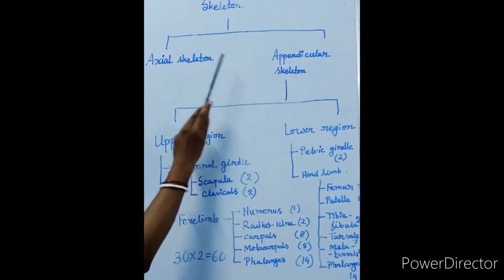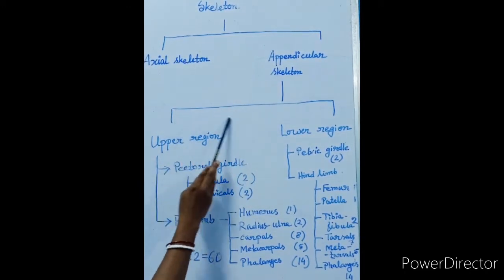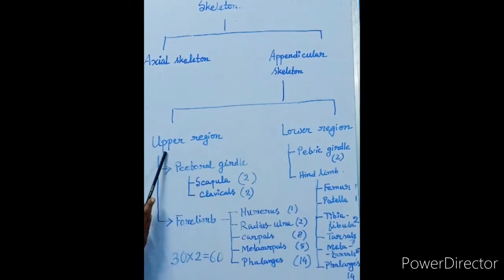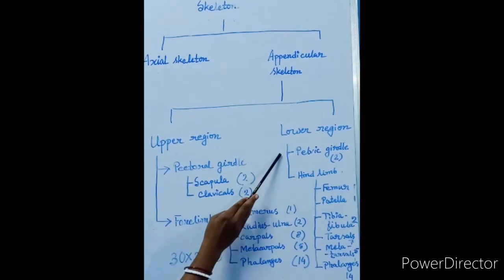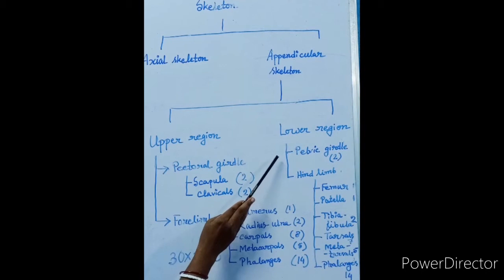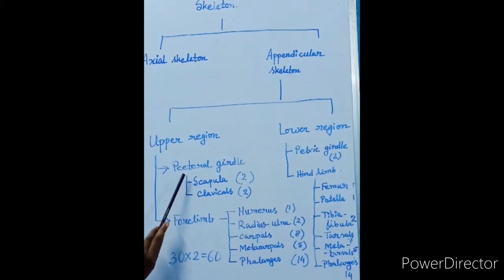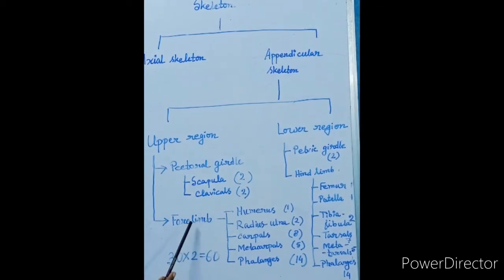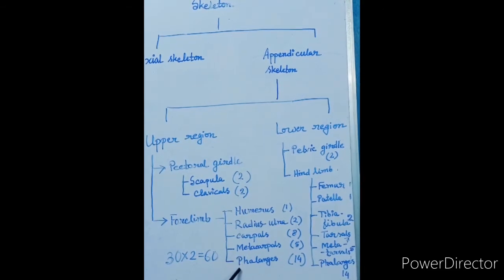Second part of the skeleton is the appendicular skeleton. The appendicular skeleton is divided into 2 parts, the upper region and the lower region. The upper region is made up of the pectoral girdle and forelimb, and the lower region consists of the pelvic girdle and hind limb. The pectoral girdle is made up of scapula and clavicles, 2 scapulae and 2 clavicles, and in the forelimb there are humerus, radius, ulna, carpals, metacarpals and phalanges.